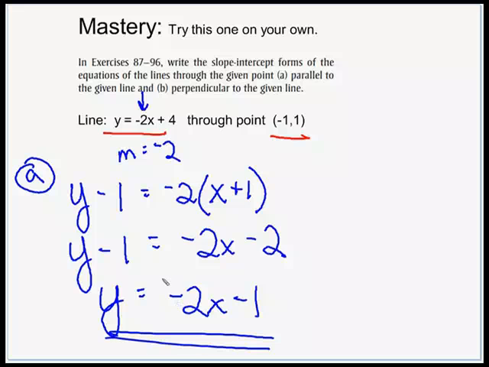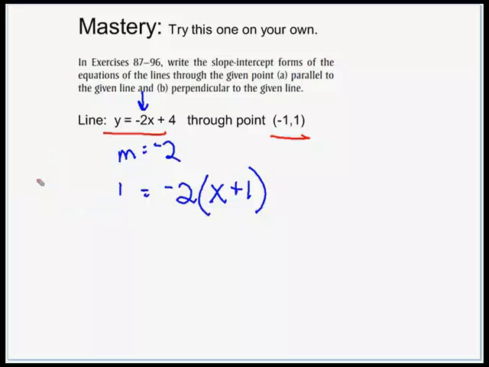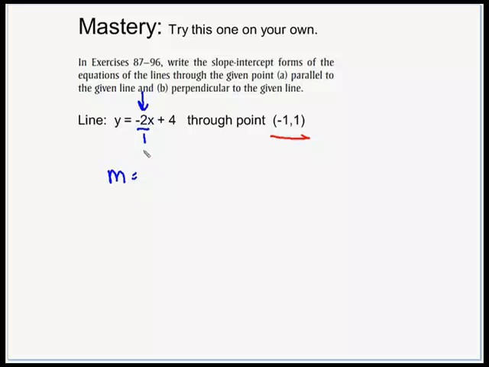That equation is parallel to the given line, goes through the given point. Now we want the perpendicular line. So the slope in the given line is -2/1. So the perpendicular slope will be, turn that over and change the sign, +1/2.